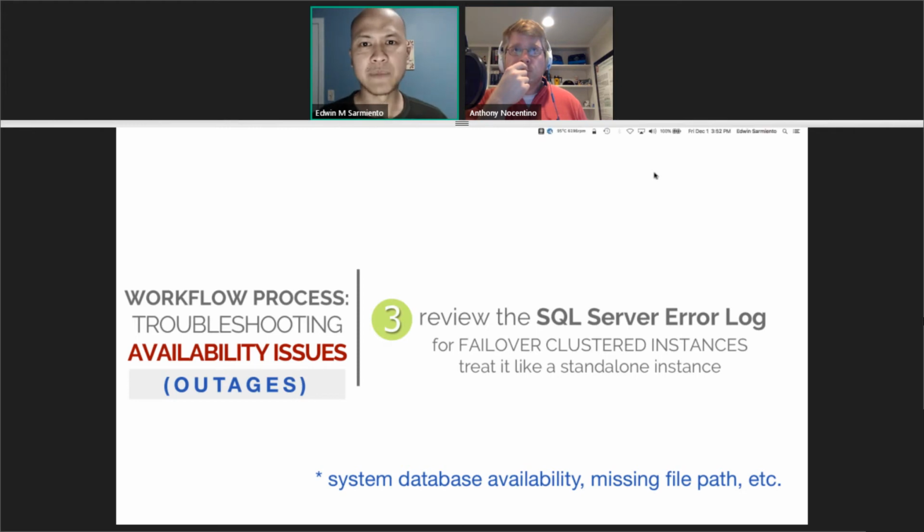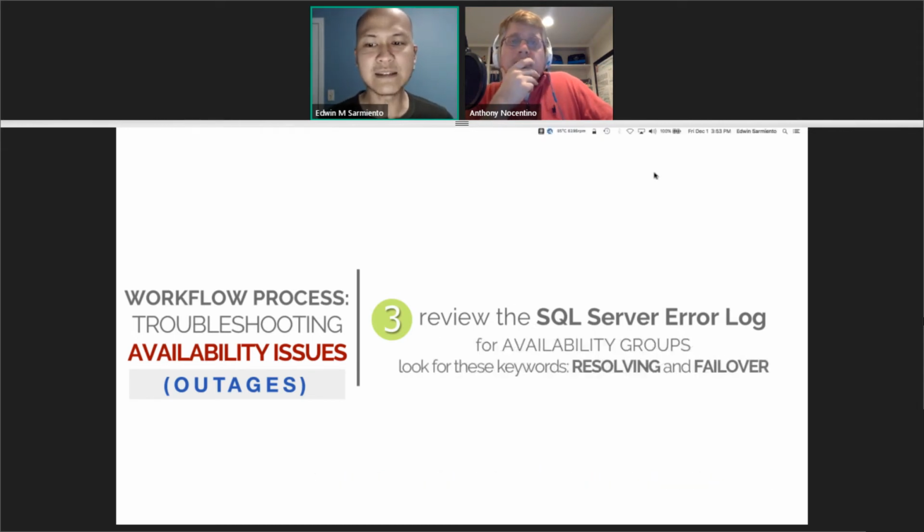Now, if it is a corruption on the system databases, this is no different from treating it like a standalone instance. You restore the master database from a backup, and you force start the SQL Server instance in single user mode. Again, no different from a standalone instance.